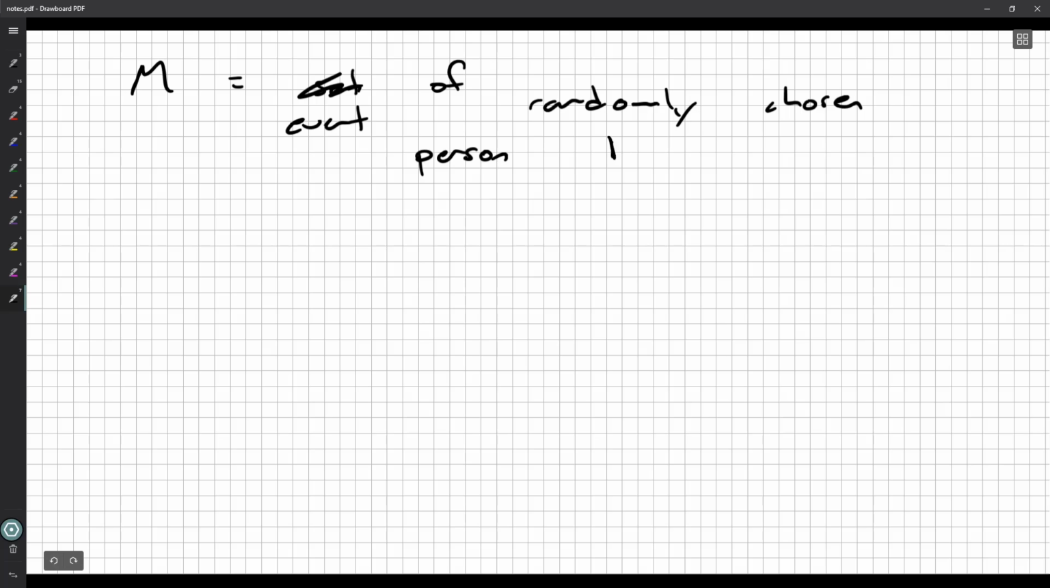So let's say M is the set or event of a randomly chosen person taking math. E is the collection, the sample points, the event of a person taking economics.